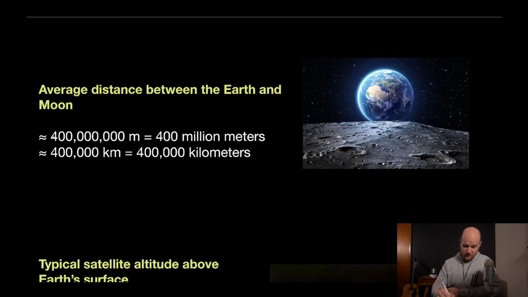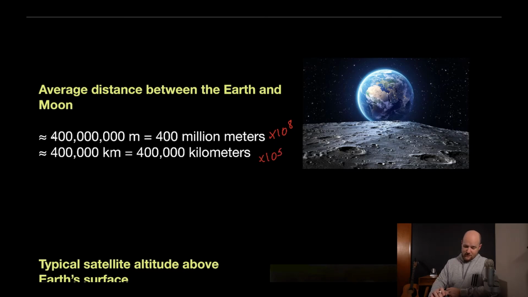Well, the Earth and moon are somewhere around 400 million meters away from each other, or 400,000 kilometers. So 400 million is around the order of magnitude of times 10 to the 8th. And 400,000 is somewhere around the magnitude of times 10 to the 5th.